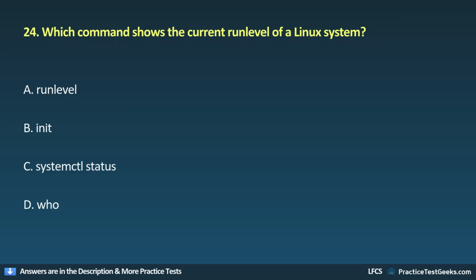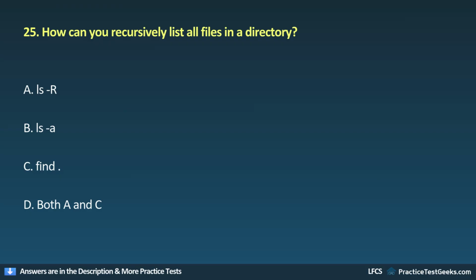A. runlevel. B. init. C. systemctl status. D. who. 25. How can you recursively list all files in a directory?